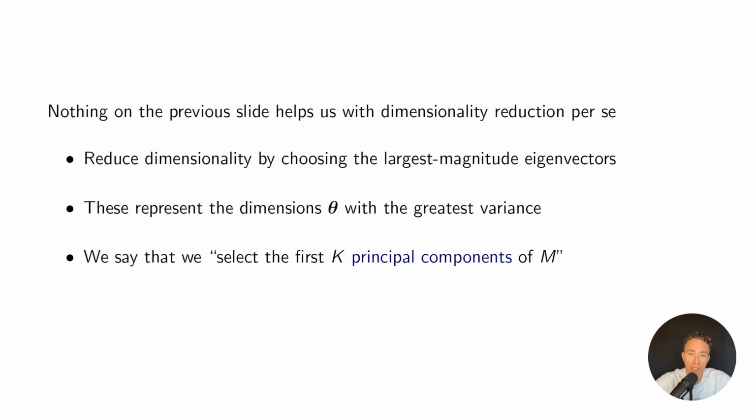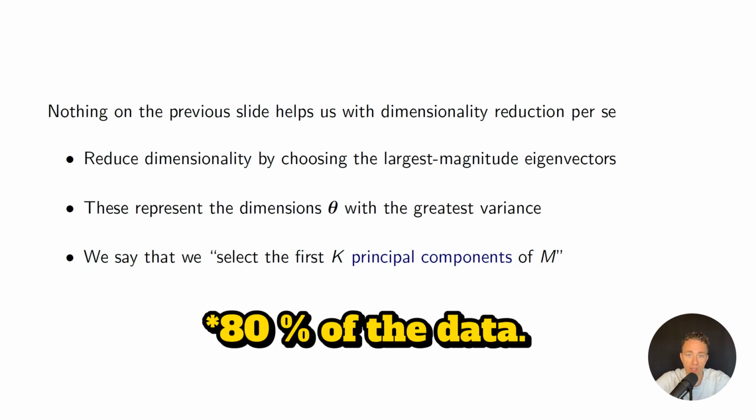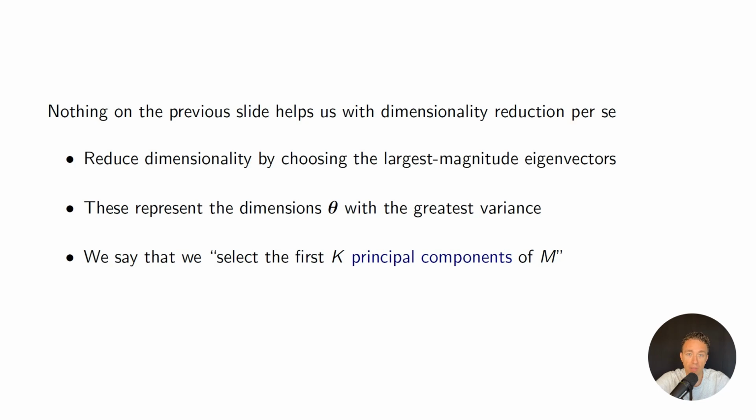And so we say that we select the first k principal components of M, and that's going to be how we reduce our data. So you can think of it as the 80-20 rule applied to variation preservation. The idea is, I can preserve 80% of the variation by discarding 20% of the data, and that can be a better trade-off if I need to store the data in some way, or if I need to choose which proxy variable to include in my model.